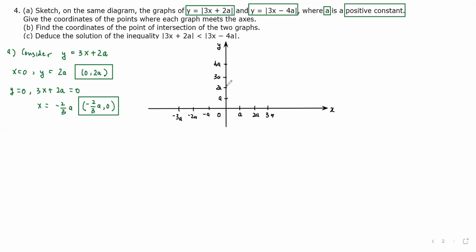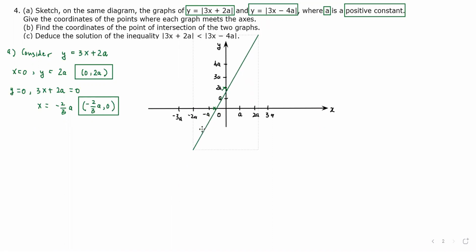Okay, now for this graph that we have, 0 and 2a, so that is 1 point. And negative 2 over 3a and 0, that is the second point. Then the graph that we have should go all the way up and down for this case. But we are looking at the case where any part of the graph that is below the x-axis must be reflected upon the x-axis. So this part must go up towards the positive x-axis.